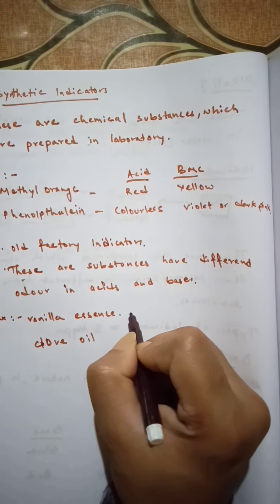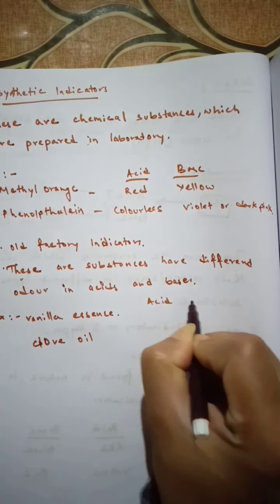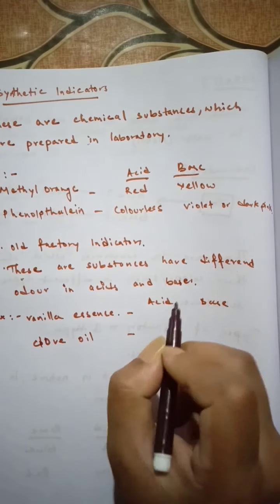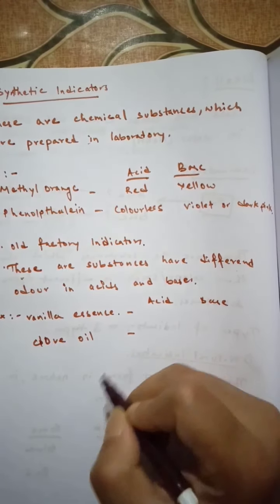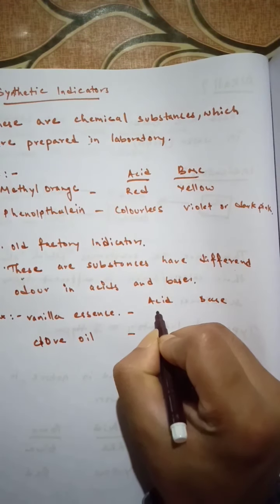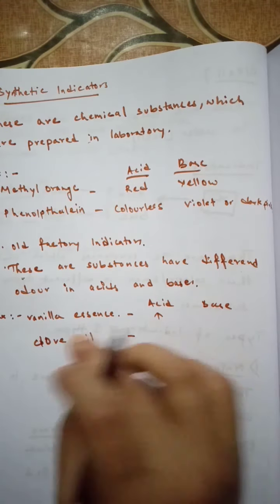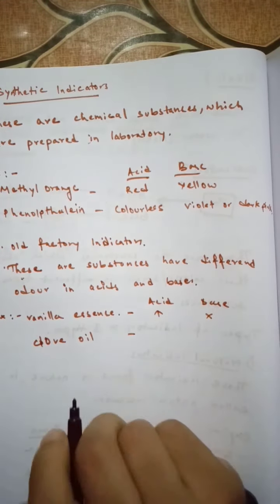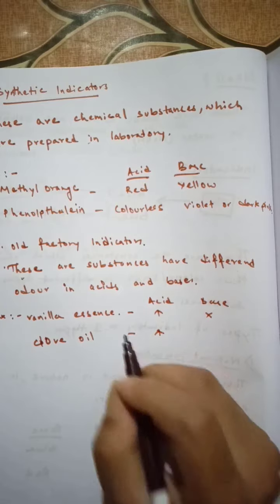If we take vanilla essence and clove oil, let us test whether the substance is acid or base. How will be the odor of these substances? If we keep the substance with vanilla essence, and if the odor of the substance gets higher in percentage, then it is acid. And if we put the vanilla essence with the substance and the smell disappears, then it is base. In clove oil also, if the smell gets higher, it is known as acid.